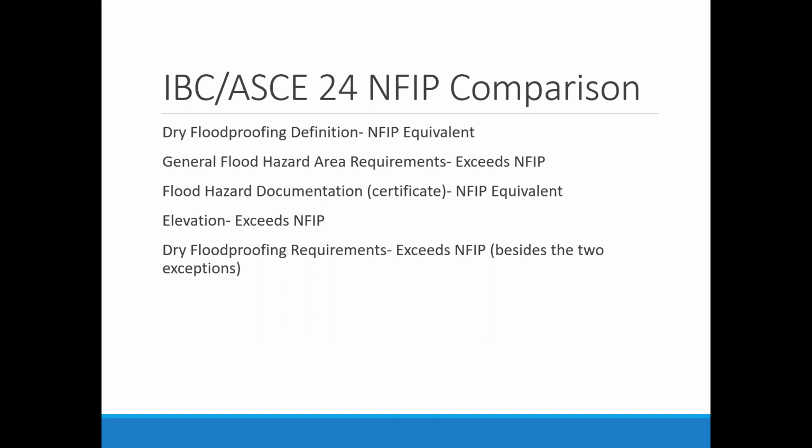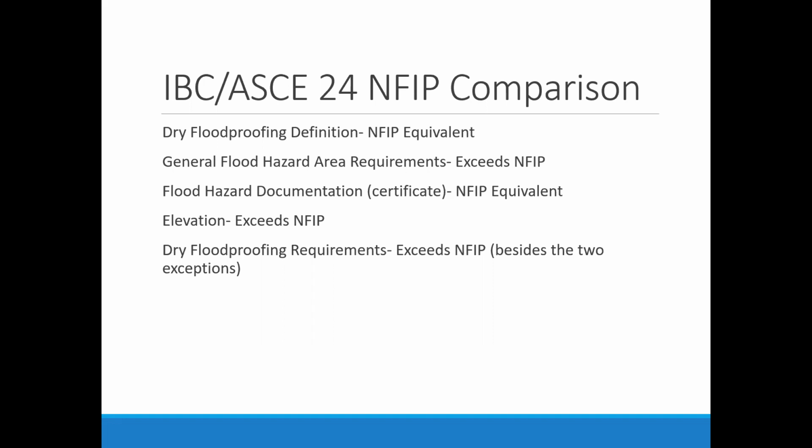So the definition and the documentation, as in the floodproofing certificate, are the same. Everything else is pretty much exceeding in flood hazard area requirements, like the velocities and all the different flood loads have to be a certain level, otherwise you can't do it. The elevation requirement, they have like design floods, and you have to determine what your flood class is, so that's more strict than the NFIP. And then just floodproofing design requirements in general have to meet the standard, and that exceeds it as well. So it's more specific than the NFIP.